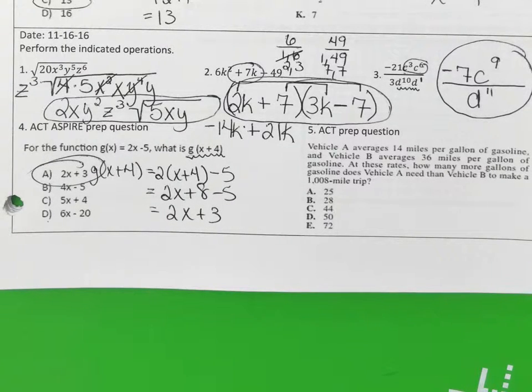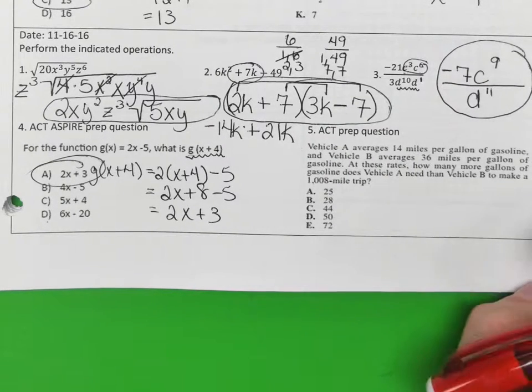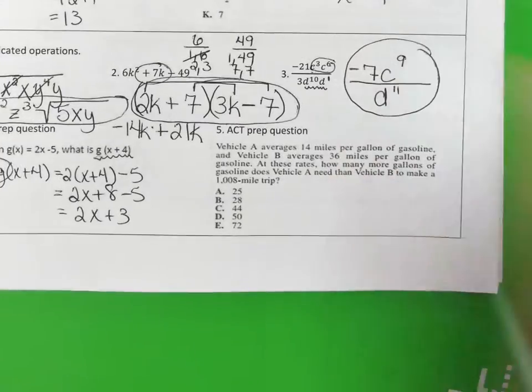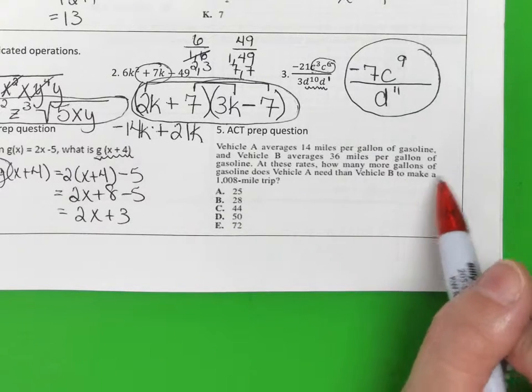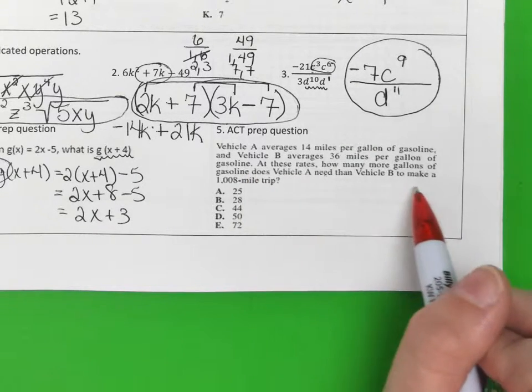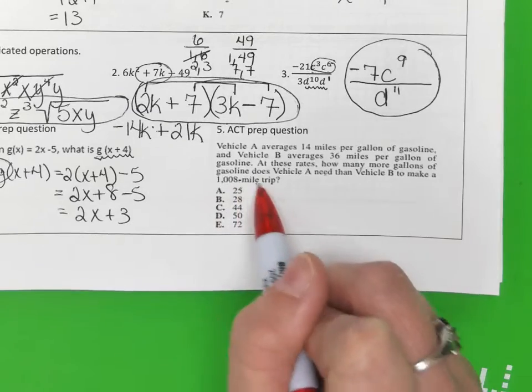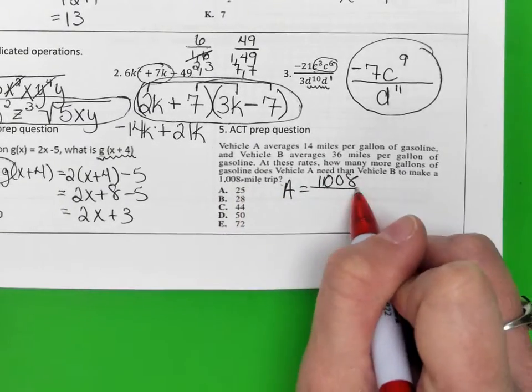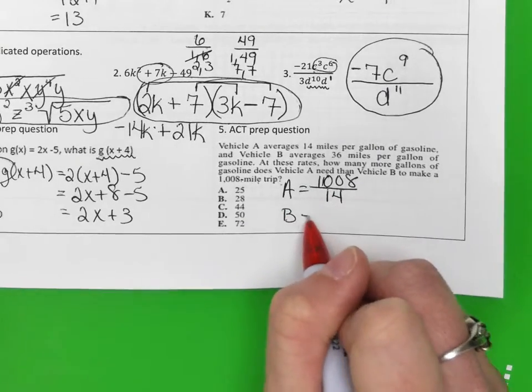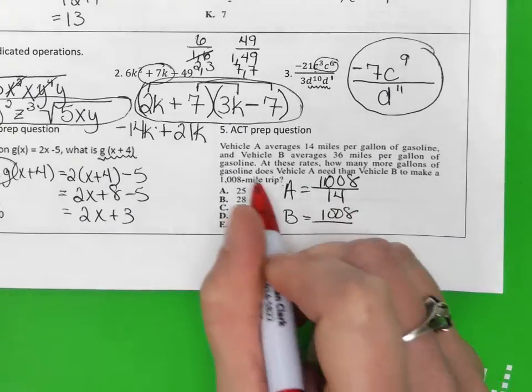Y'all okay? All right, number 5 is a really, really easy problem. It says vehicle A averages 14 miles per gallon of gasoline. That's pretty bad. But then vehicle B averages 36 miles per gallon. They got a Prius, okay? At these rates, how many more gallons of gasoline does vehicle A need than vehicle B to make a 1,008 mile trip? So guys, all you do is vehicle A, 1,008 divided by 14. Vehicle B, 1,008 divided by 36.